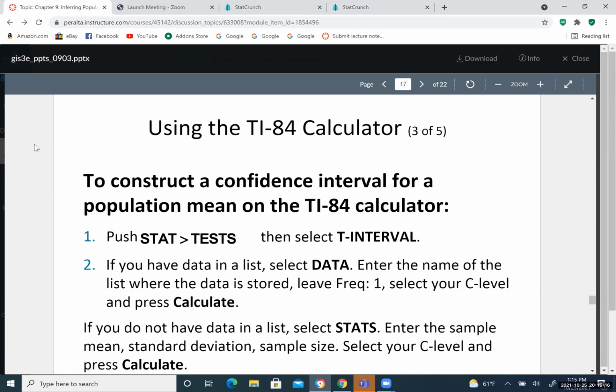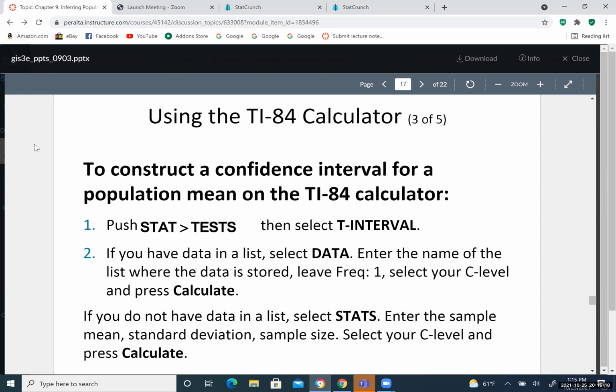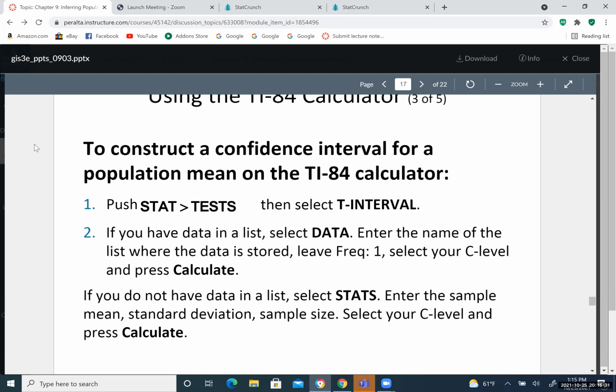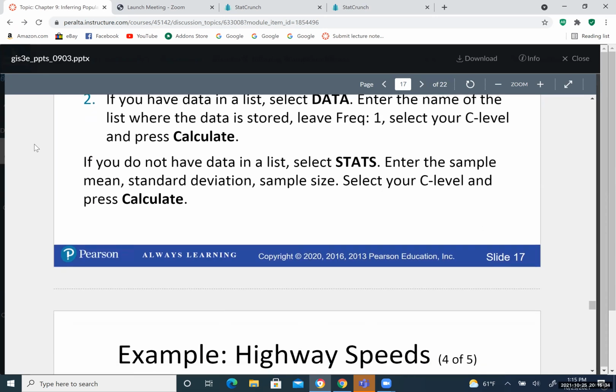So here's another way, using the TI-84, to compute that confidence interval. For those who prefer this, you can go ahead and do it. But I think because we are using StatCrunch, you can just run StatCrunch, it's fine. But if you're curious, you can follow the steps.